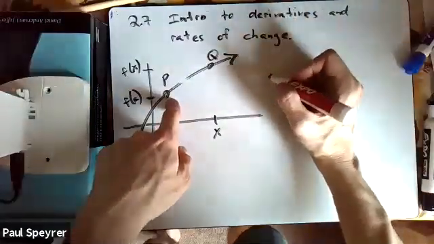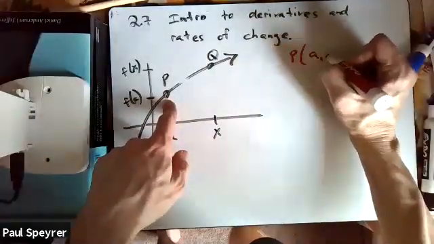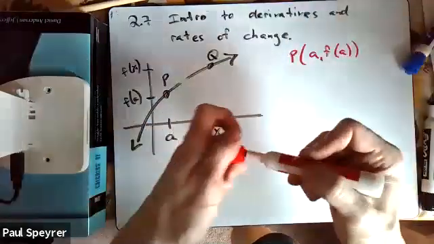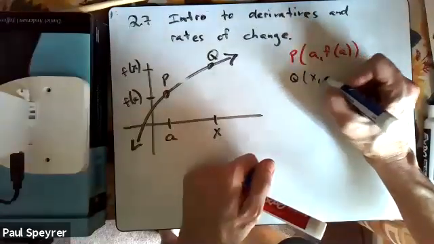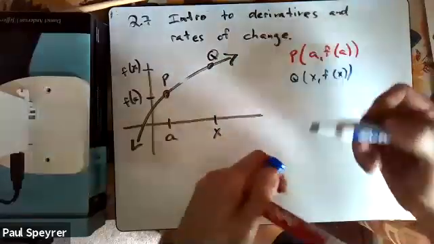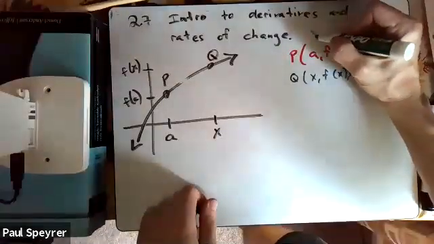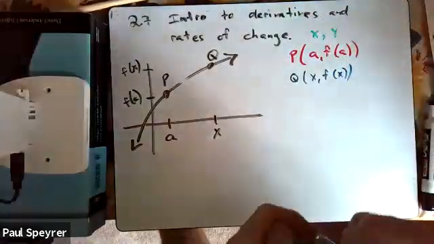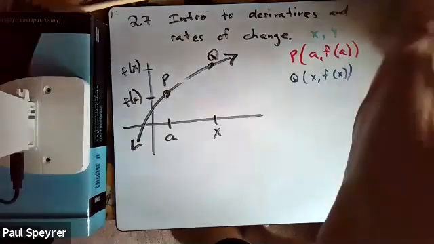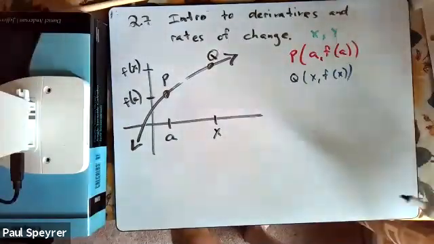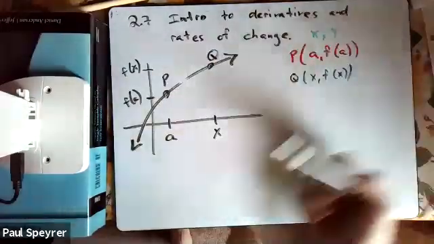So we could say point P is A comma F of A, and Q is the point X comma F of X, right? So there's your x value, X comma y, right? That's what that is. Now, if we were to just draw a line right here, a line connecting P and Q, right?